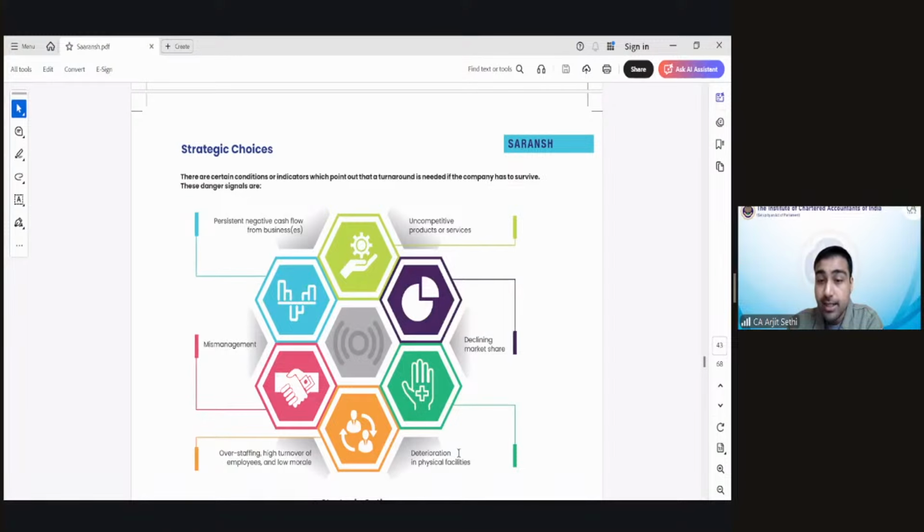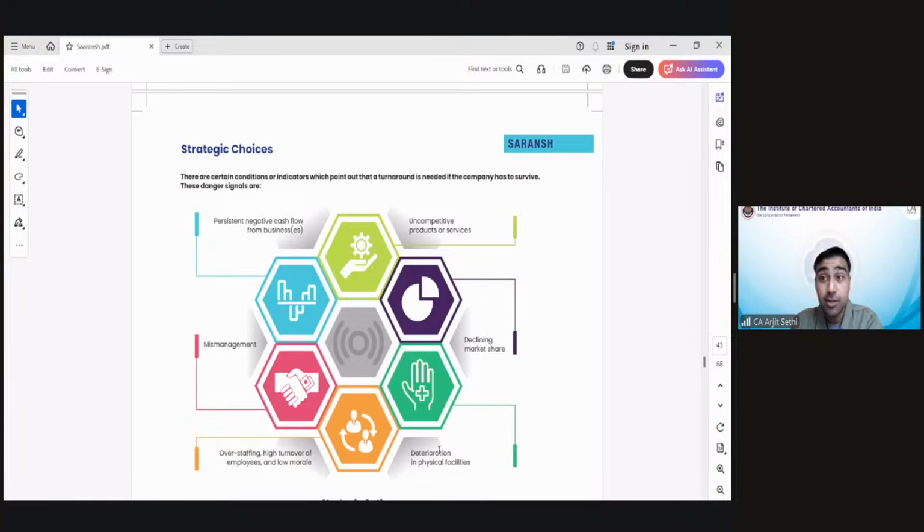Your physical facilities start deteriorating because your factories look old, your products are getting stale, discards are happening, your products are coming back to you, people are saying this is bad, this is not working. So many complaints, so many problems in the product, deteriorating facilities, overstaffing. You have hired more people, but you don't have so much work. High turnover, people are leaving also very quickly, right? No morale to work in the company. That's a turnaround time. That's a red flag for you to turn around things.